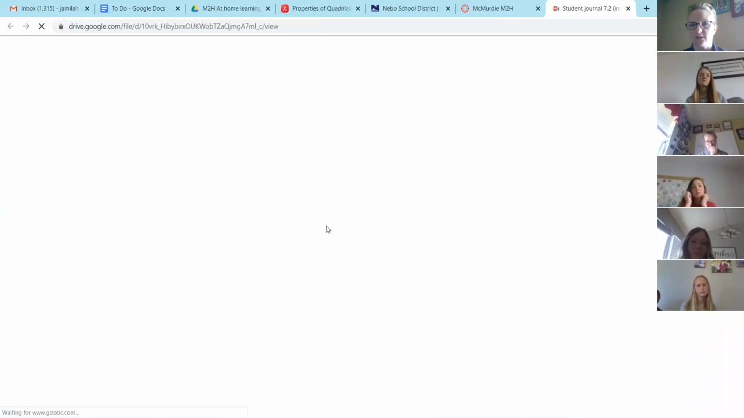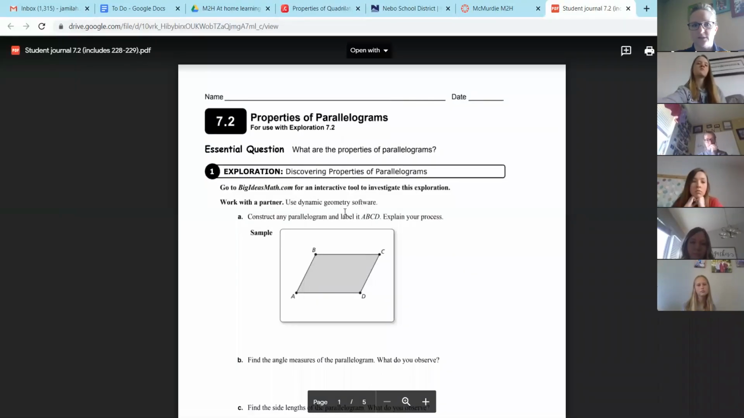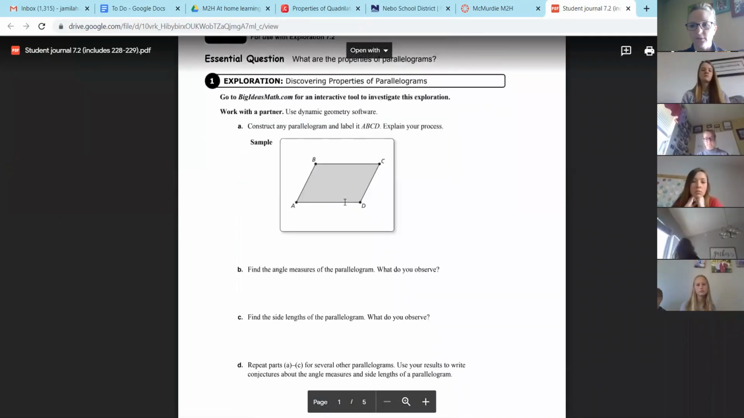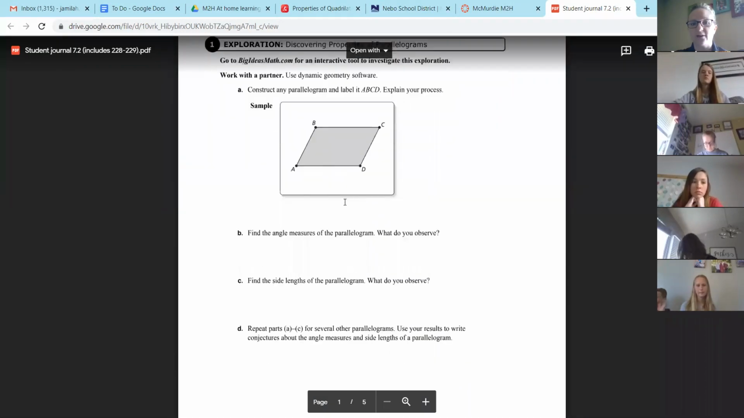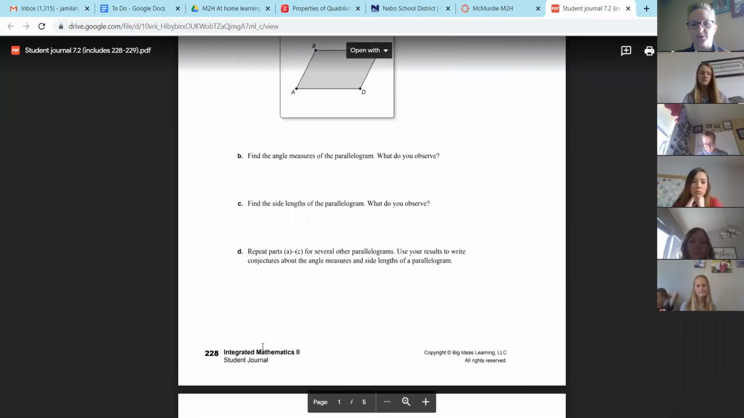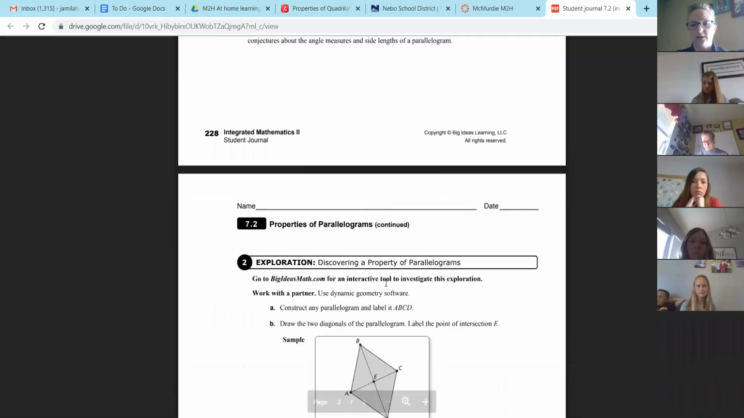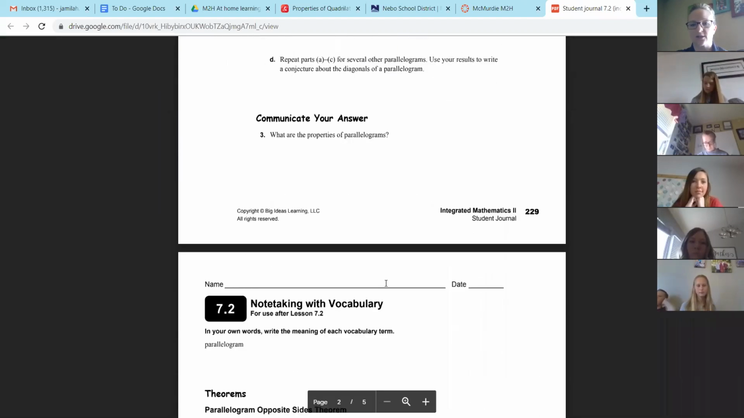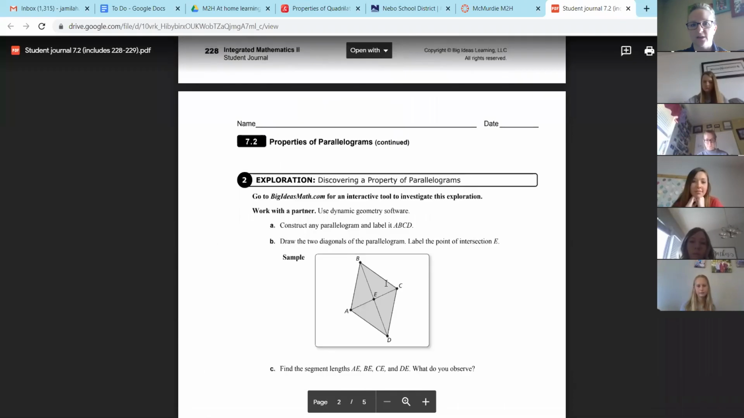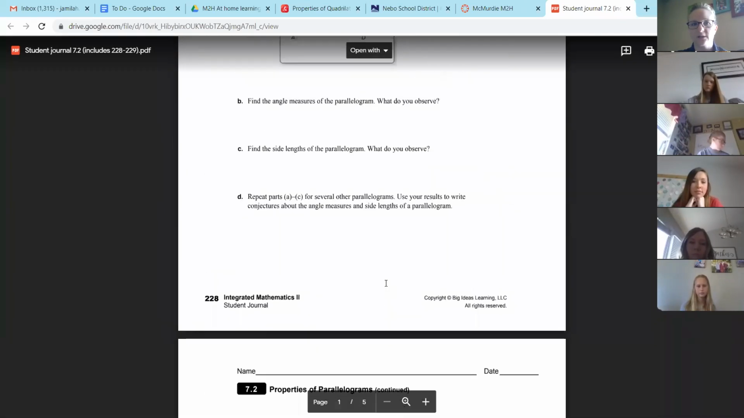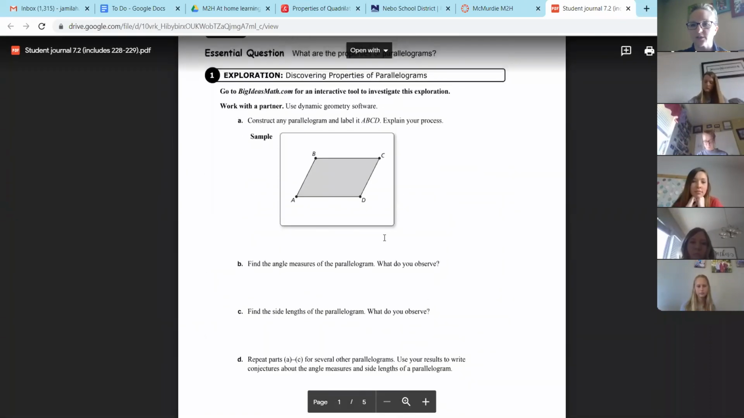Can you guys all see my screen? You see these papers? Okay, so you should have your book with you. If you open up to page 228 of your book, it's in there. And you just need these 2 pages. I know this document has more pages in it, but you just need 228, 229. You're just going to fill out these questions as you do this activity.